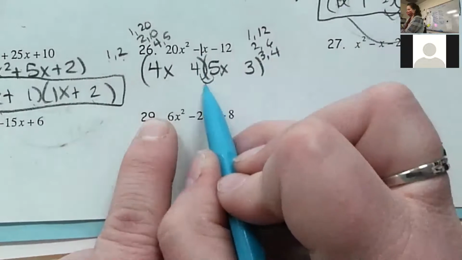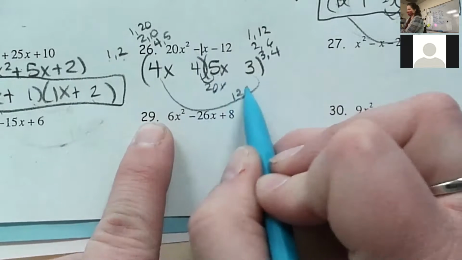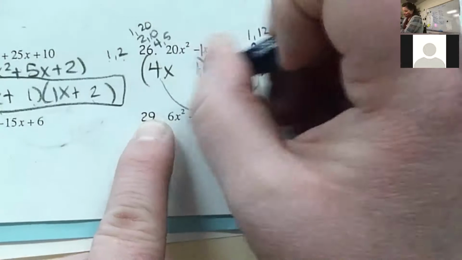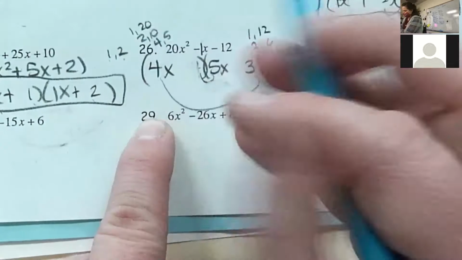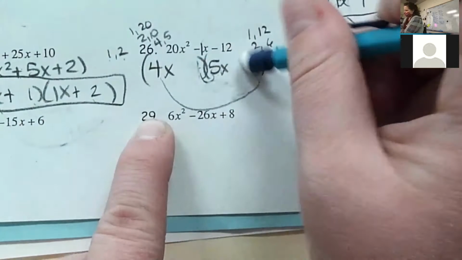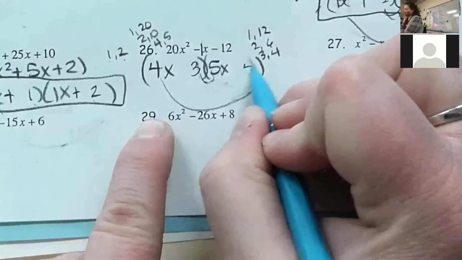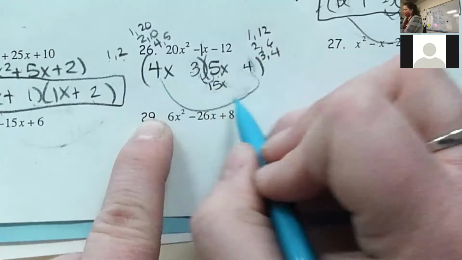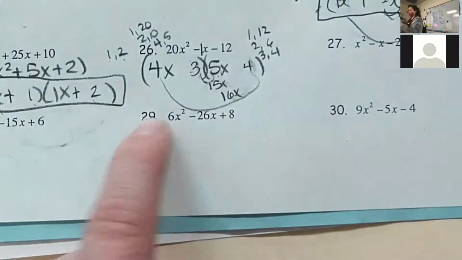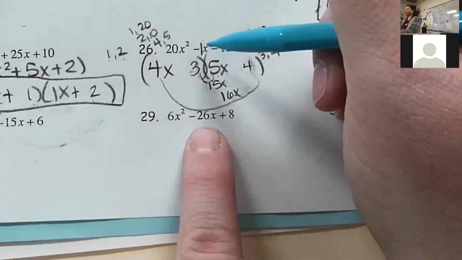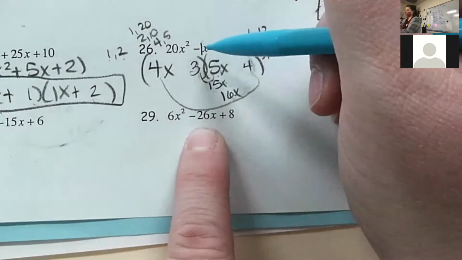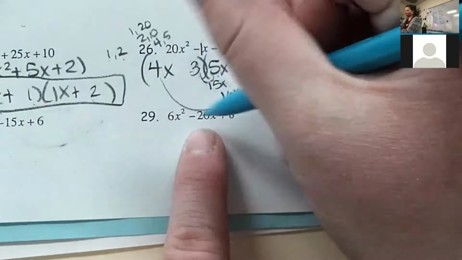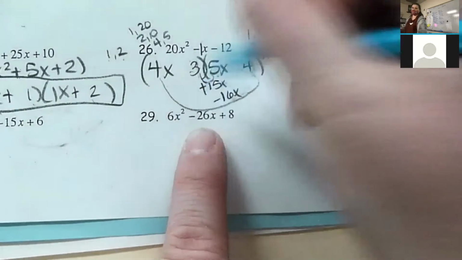That gets me 20. That gets me 12. Is that going to get me a 1? No. So switch around your 3 and your 4. And maybe you saw that right away. So switch around my 3 and my 4. 3 times 5 is 15. 4 times 4 is 16. I can subtract and get negative 1. Yeah, the 16 needs to be negative, the 15 needs to be positive.